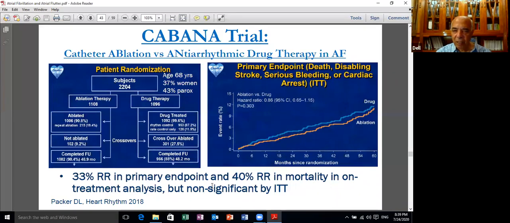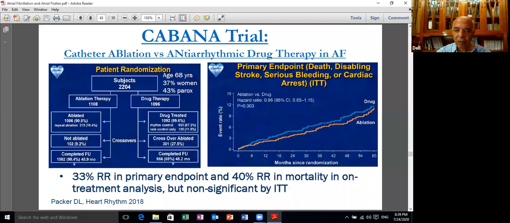Now, the final outcome after 5 years is that there was no difference. Absolutely no difference. But the problem is here. If you look here, you will find that of the patients who were assigned to drug therapy, 27% of them crossed to the ablation arm. And among the patients assigned to ablation therapy, 9% changed their mind and moved towards the drug therapy, and they refused the ablation.